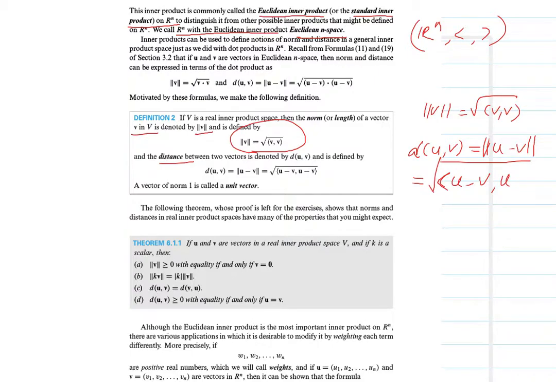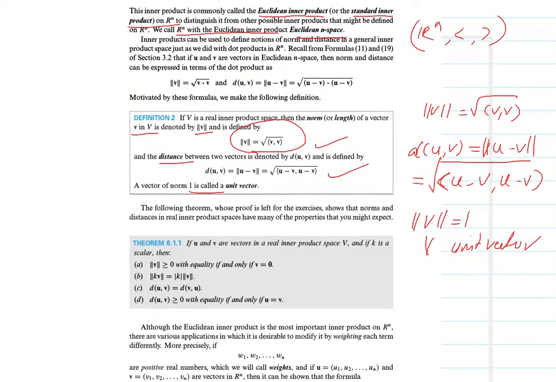Inner product u minus v, comma u minus v. And a vector of norm 1 is called a unit vector. Suppose V has a norm equal to 1, then we call V a unit vector. So these are the two definitions. One is norm of a vector and next one is distance between two vectors.